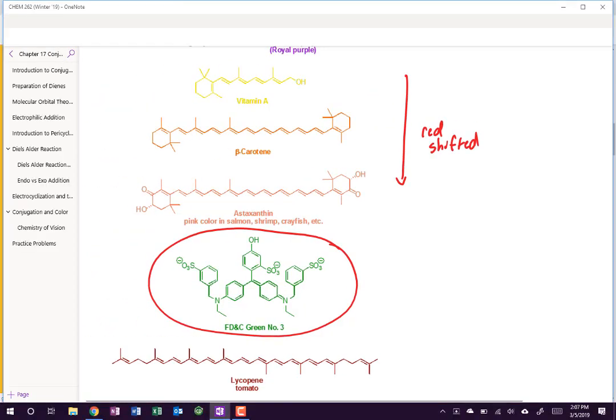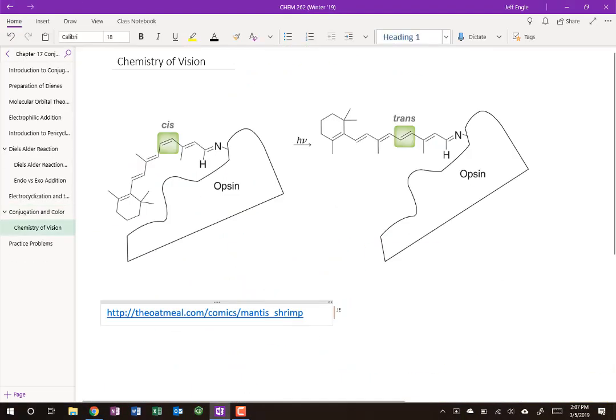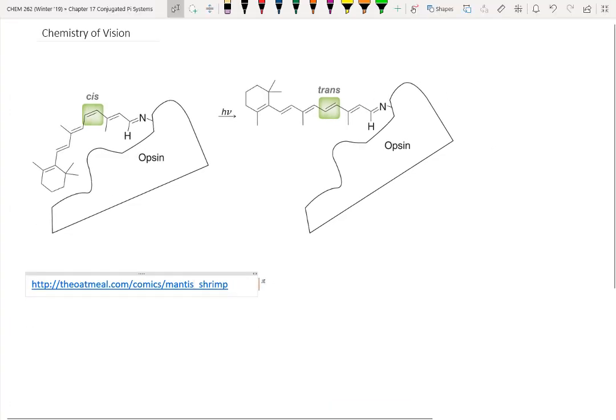All right, the last one that I think is really fascinating is the chemistry of vision. So if we think about our eyes, they are tuned to basically detect certain frequencies of light, right?